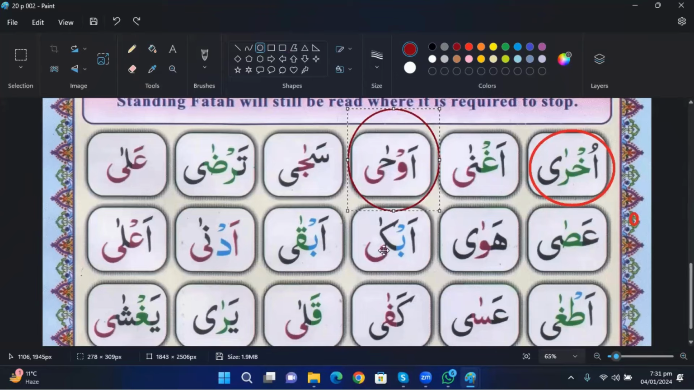Same way, while you have to say abqa, you need to mention that ba will read with bound sound because of qalqala and kaf is lighter. Each and every word or letter, you need to explain them one by one.